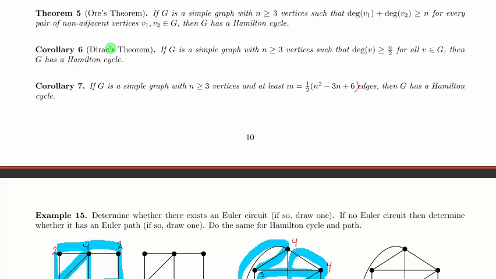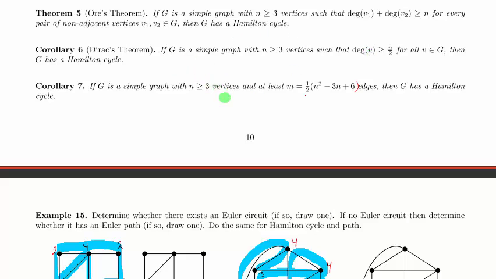And in all of these theorems, in the corollary, theorem 5 is called Ore's theorem, the corollary here is also called Dirac's theorem. In all of these, the idea is that there are going to be enough connections, enough edges, when we're looking at these degrees here. All of the vertices have enough edges that there's no way to not have a Hamilton cycle.